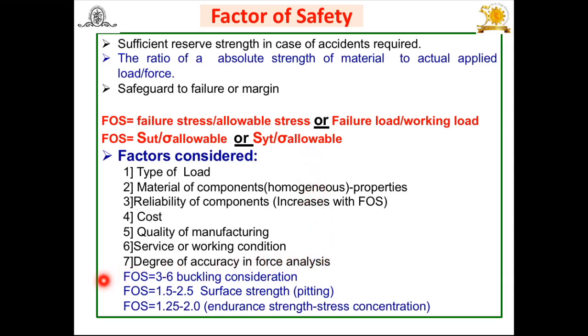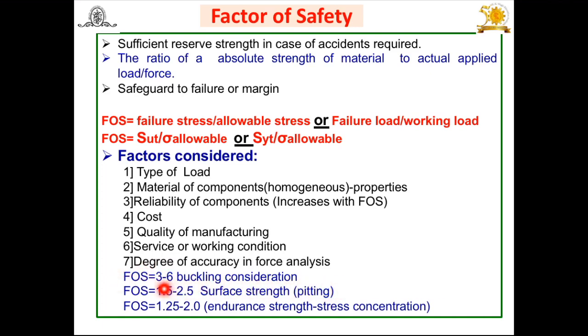Now take an example. For buckling consideration, the factor of safety should be in the range of 3 to 6. Buckling means, suppose take the example of a connecting rod in an IC engine: piston, connecting rod, crank. Because of this, the reciprocating motion is converted into rotary motion. That means it is subjected to forces. Buckling consideration is an important point in case of a crank, and that's why a value of 3 to 6 is considered.